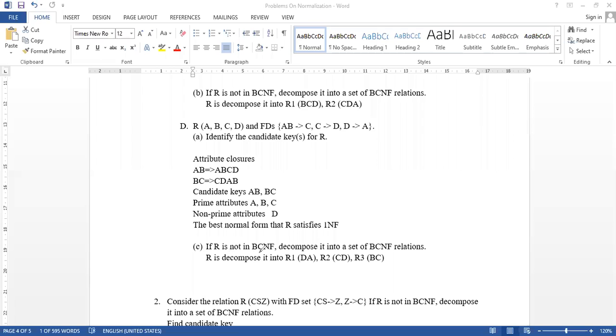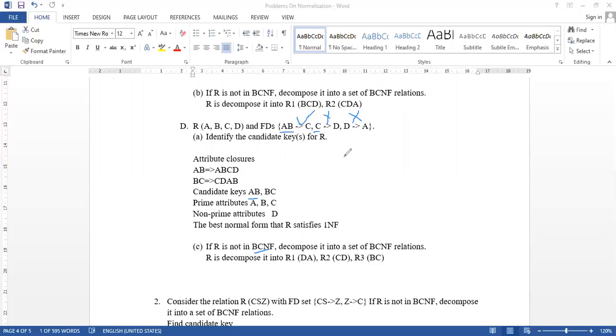Now we have to convert this into what? BCNF, right? Now check the BCNF rule. See this FD set. According to BCNF, the left side of a functional dependency must be what? Candidate key. AB is a candidate key. Yes, it is valid. It is in BCNF. See this. Is C a candidate key? No, it is not a candidate key. So it is again violating. Now check here. Is D a candidate key? No, it is not a candidate key. It is violating the BCNF rule, right?